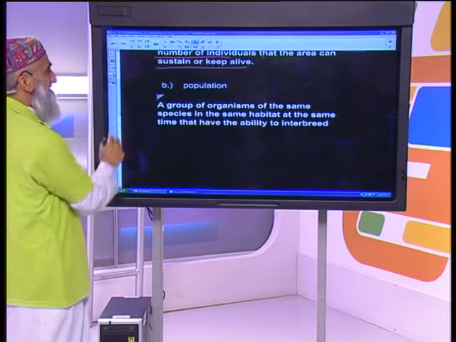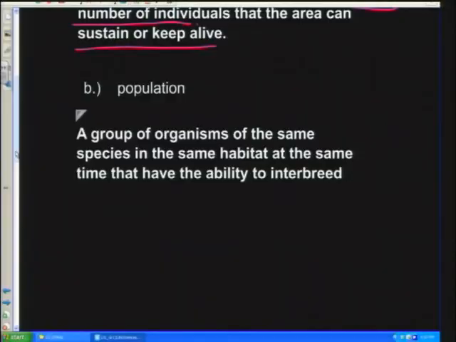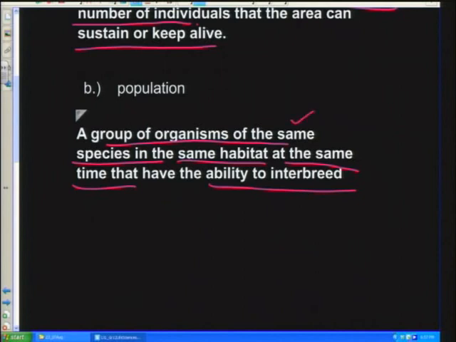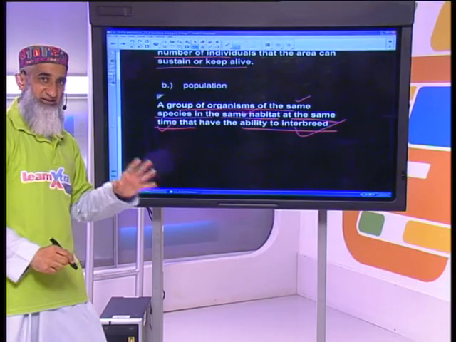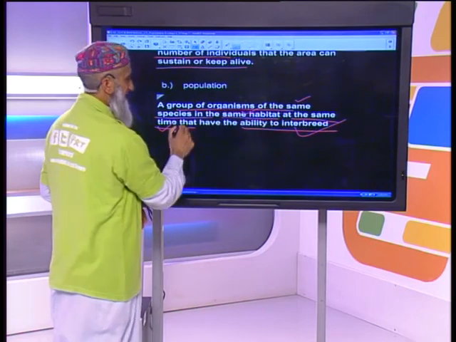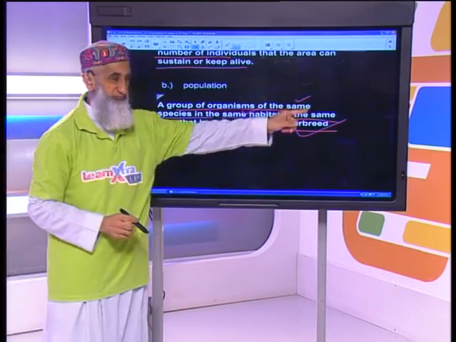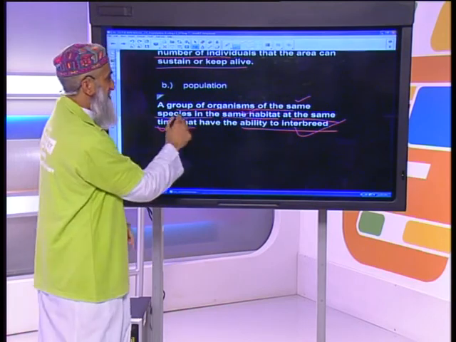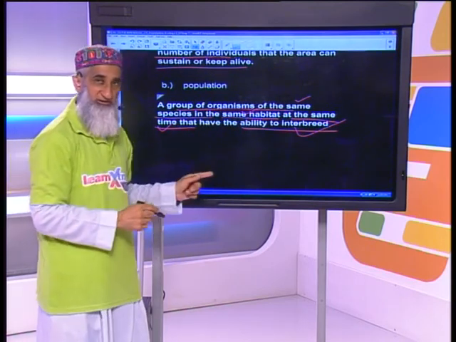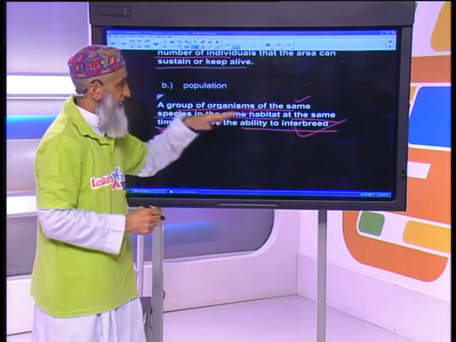The next one was easy, population. A group of organisms of the same species in the same habitat at the same time that have the ability to interbreed. Remember, if they gave 4 marks, your 4 marks would have been same species, same habitat, same time, and ability to interbreed. Generally, they would give 3 marks, you will get it for those 3. But please, do not leave this last part out. Although, if you say the same species, then obviously, from our definition of species, we have this ability to interbreed.